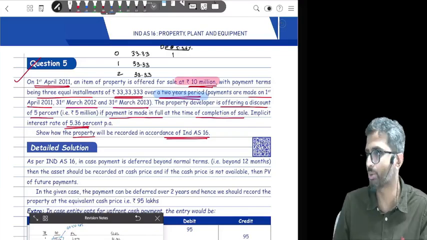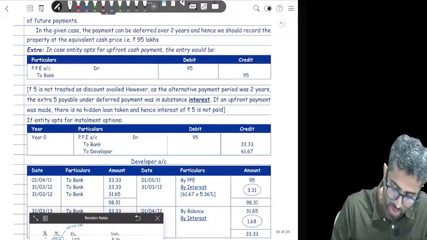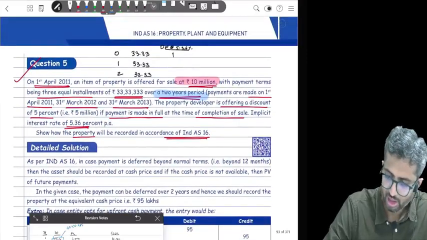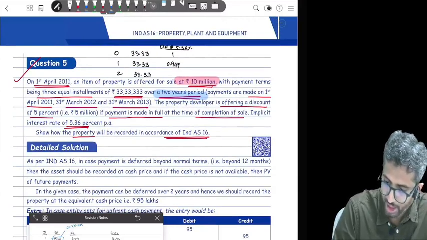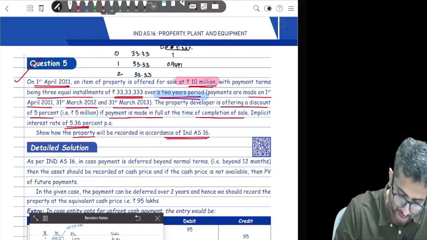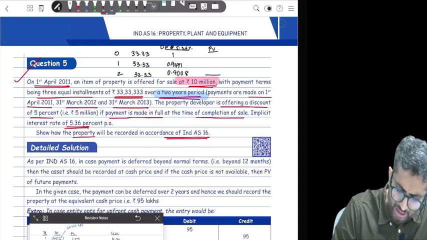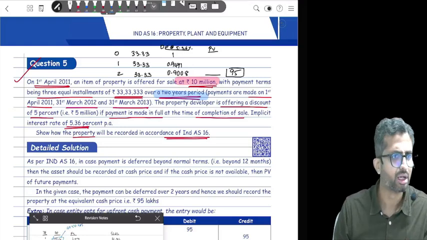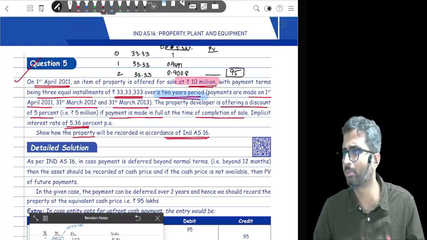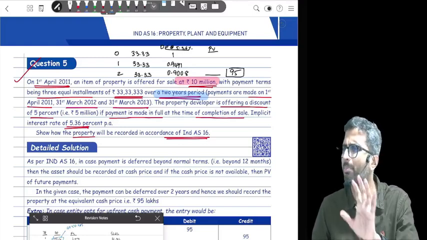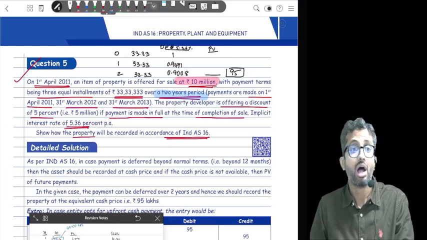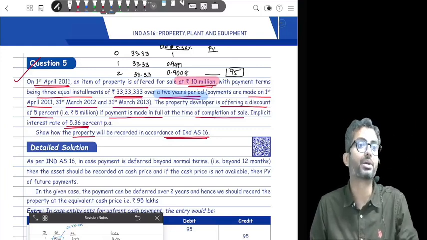33.33 on today's date is worth 33.33 only. And then you will take the discount factor. Let us say, how much is that? 1.0536, 0.9491 and 0.9008. And if you do some multiplications, this should approximately come to 95 lakhs. 33.33 into 1 plus 33.33 into 0.9491 plus 33.33 into 0.9008, approximately 95. Which is nothing but 10 million minus a 5% discount.